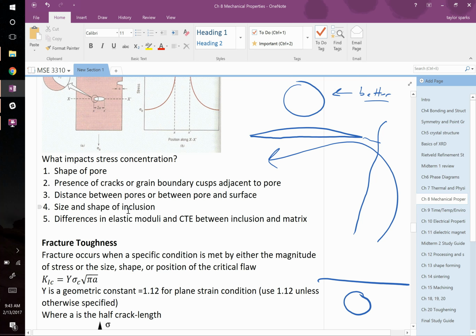The size and shape of inclusion. So now we're not talking about pores. An inclusion is something like a secondary phase, a speck of dust, right? An eyelash that fell out of your eye when you were working on this stuff. Like these things, there's evidence.